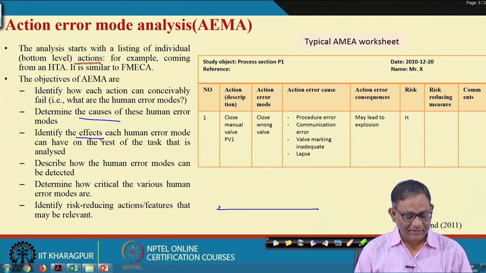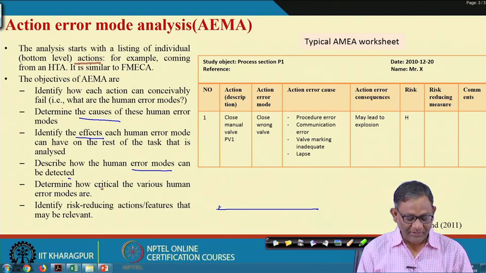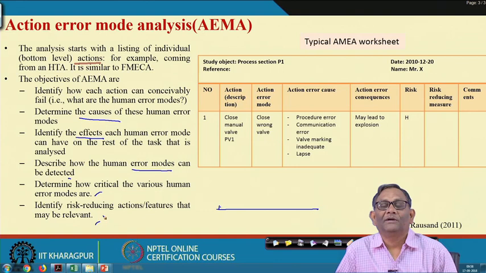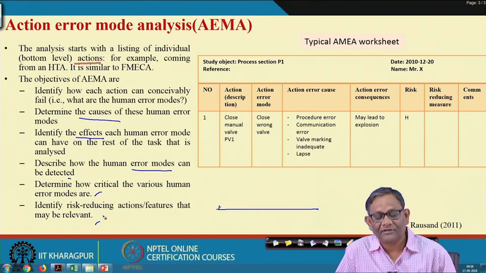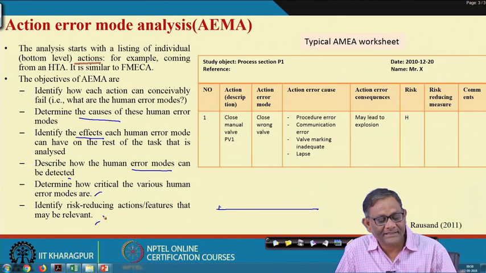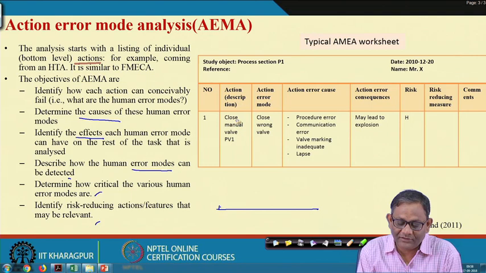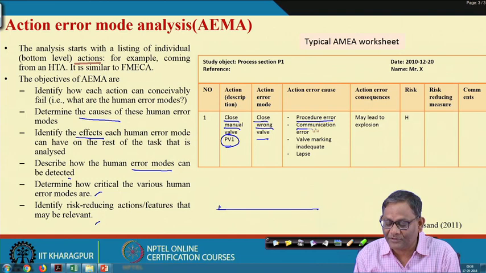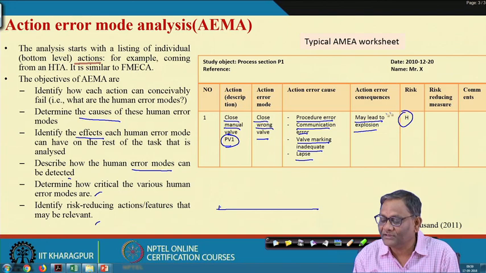then identify the effect, then describe how the human error modes can be detected, then determine how critical this mode is, then identify risk reducing actions or features. In FMEA, what you have done is find out the failure modes, the effects, the detectability, also the causes of the failures and consequences of the failure, and how to reduce the risk of those failure modes. Exactly in the same manner: action description, close manual valve, suppose PB1 you do close; action error mode, close wrong valve; then action error cause may be procedure error, communication error, inadequate valve marking, or lapse. And then action error consequences may lead to explosion, risk is very high, then there will be some risk reduction measure and some comments will be given.